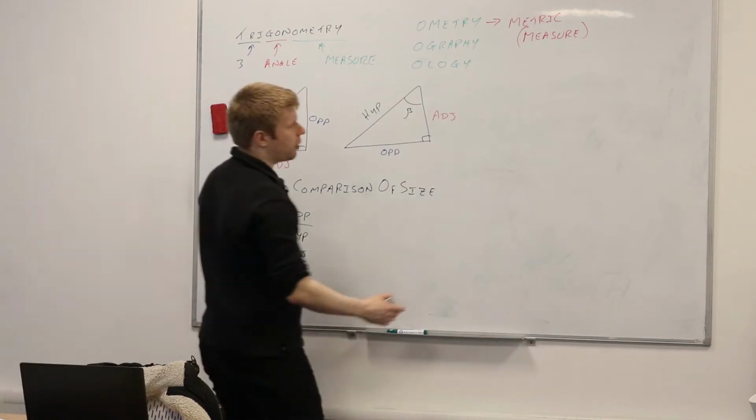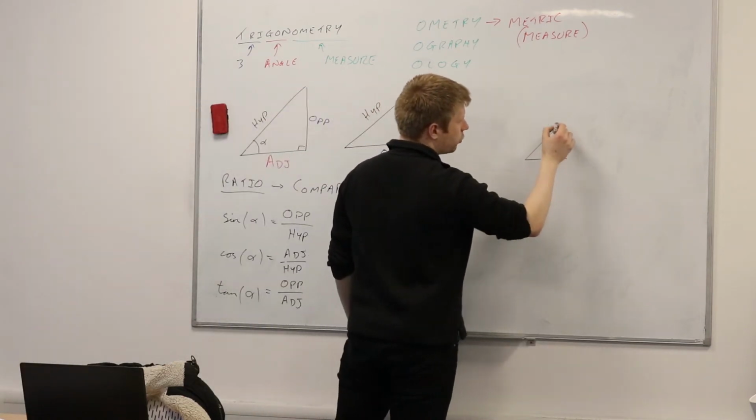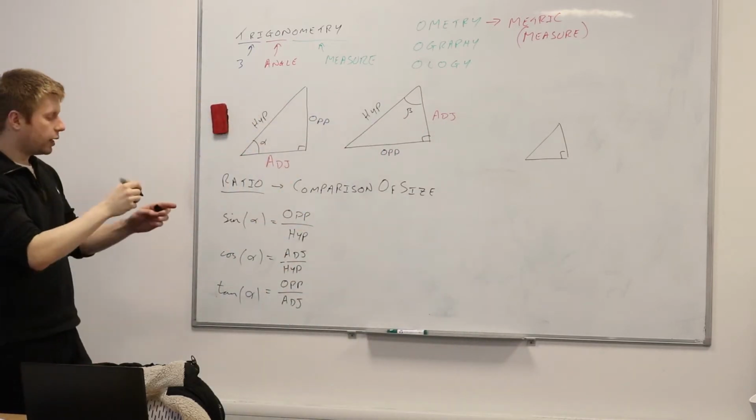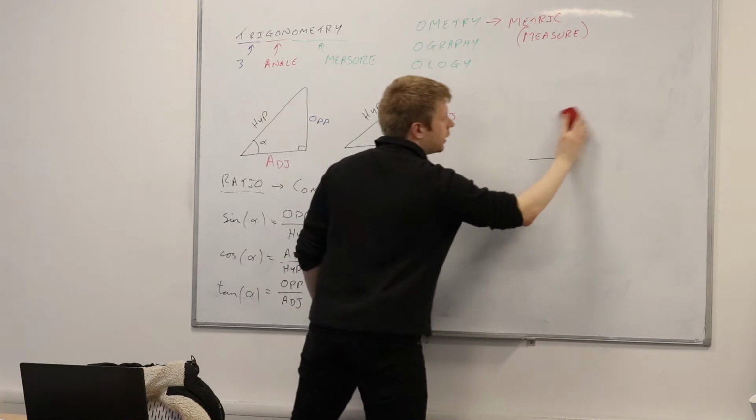So just a quick thought experiment then. Let's have a look at a right angled triangle which actually has some lengths on. Okay, so use this theory. Let's look at a right angled triangle which has some lengths on. In fact, let me make this a little bit bigger.